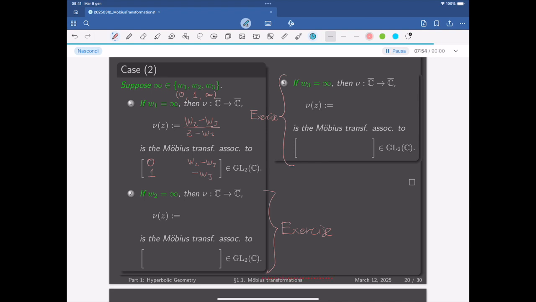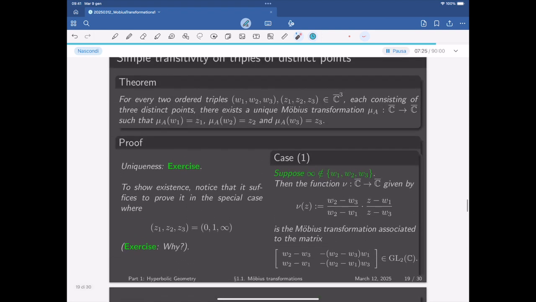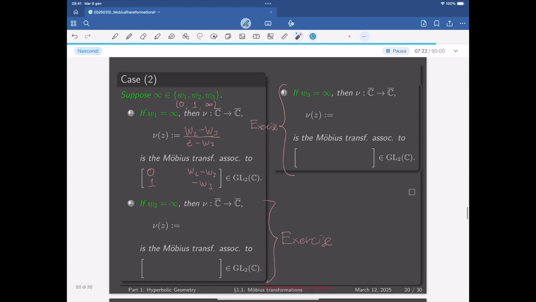Here you see, for instance, there's a 0 here, so this better not be 0, because otherwise the matrix is not invertible. But it's not 0 because W2 and W3 are different. And the same easy ideas solve the other cases. This solves existence in the theorem, and uniqueness was already discussed.